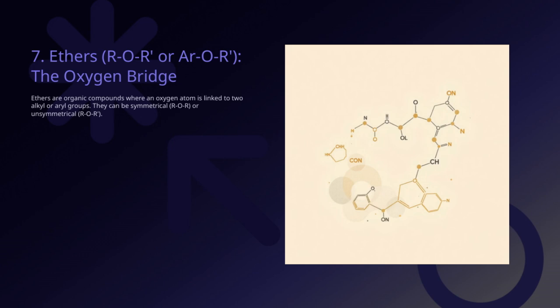In the case of symmetrical ethers, the structure is ROR, where both sides are identical alkyl groups. For unsymmetrical ethers, it's ROR', with R and R' being different groups. This oxygen bridge is a key feature that influences the properties and reactivity of ethers. Understanding this structure helps us appreciate their role and behavior in various chemical reactions and applications.